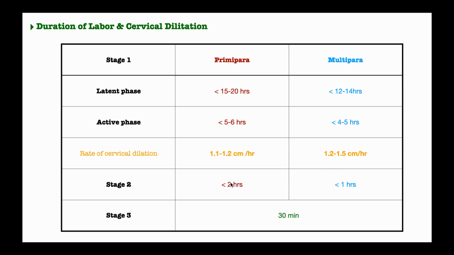And so it is good if we have such dilatation. Now, the second stage lasts for less than 2 hours in the primipara and also less than 1 hour in the multipara. Then the third stage of labor must last for 30 minutes for both the primipara and the multipara.